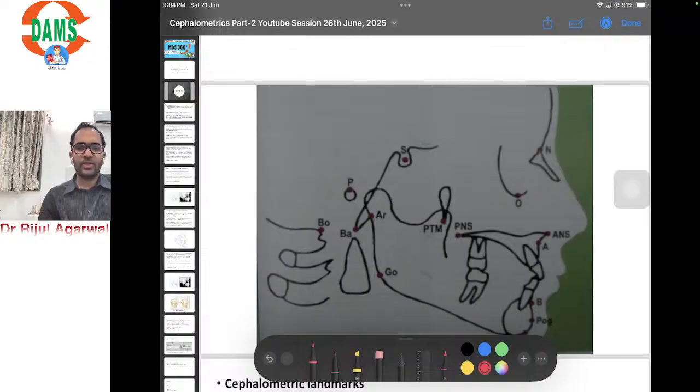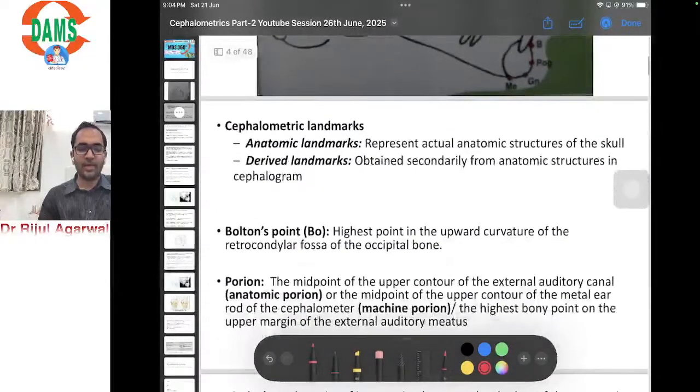As we discussed, cephalometric landmarks are broadly divided into two types, the anatomic landmarks and the derived landmarks. Anatomic landmarks are representative of the actual anatomic structures of the skull, and derived landmarks are those which are obtained secondarily from the anatomic structures in the cephalogram.